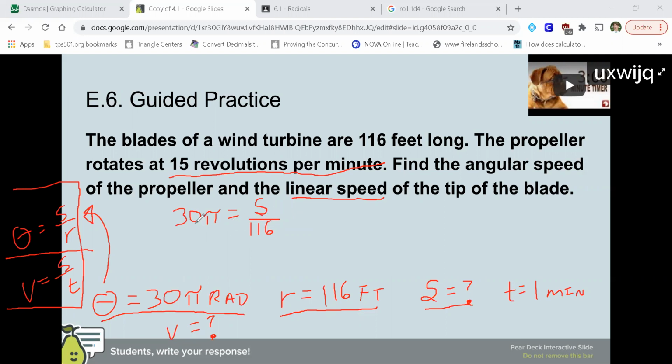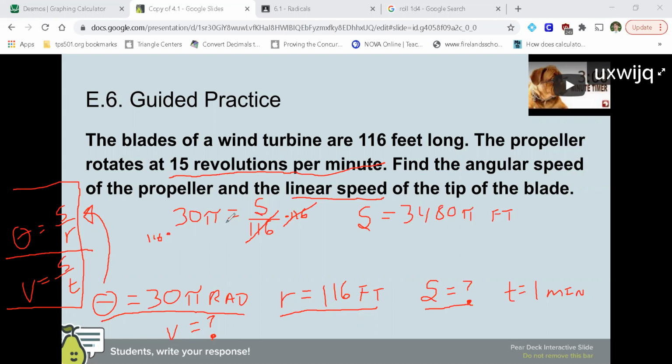Take the 30 pi and multiply by 116. Yeah, if we multiply both sides by 116, this is gone over here, right? And we have just S, which is what we want. And so that turns out to be 3,480 pi feet.